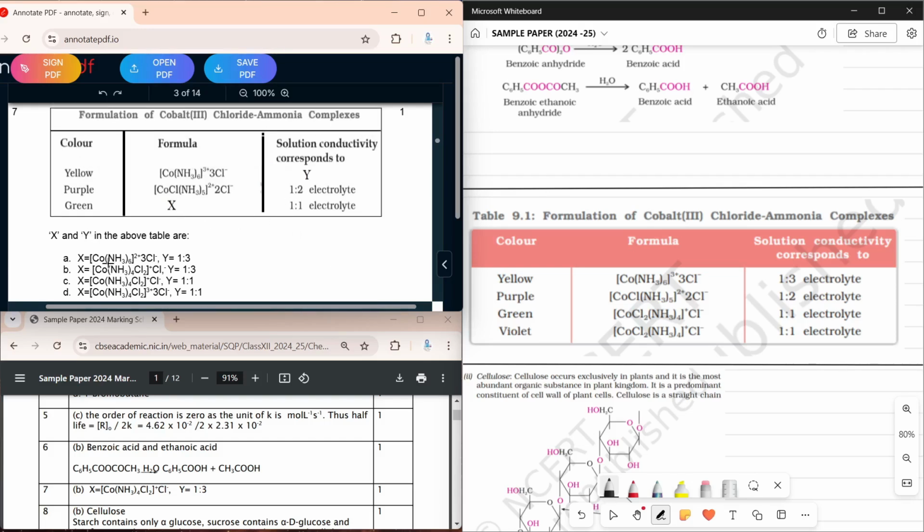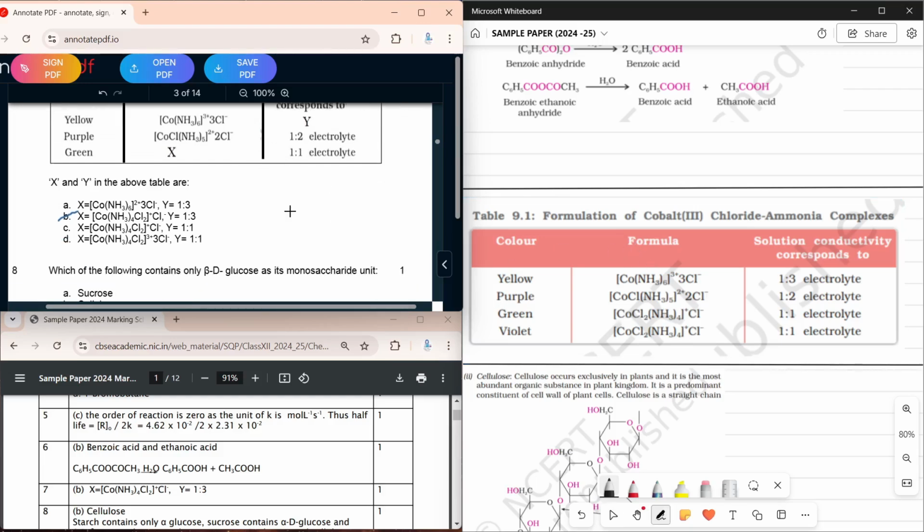Okay, so the answer to this question is going to be obviously option number B. And this is based on the table given to you in your textbooks.